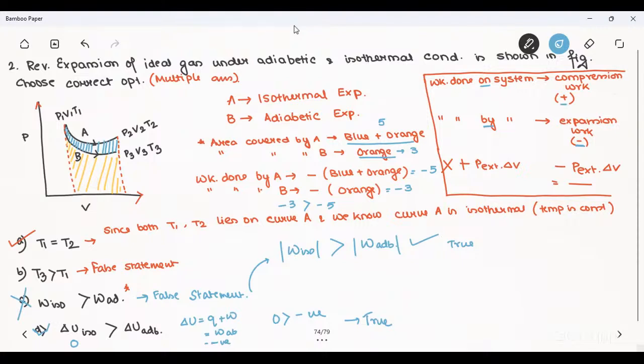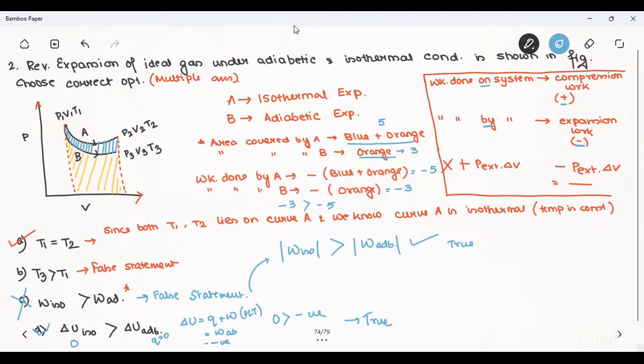Ma'am, yeah, once explain option D. Okay, delta U for isothermal is 0. I have previously taught you in class a lot of times. Now, how to calculate delta U? Delta U means Q plus W, right? From the first law of thermodynamics. And Q is 0 for the adiabatic process.